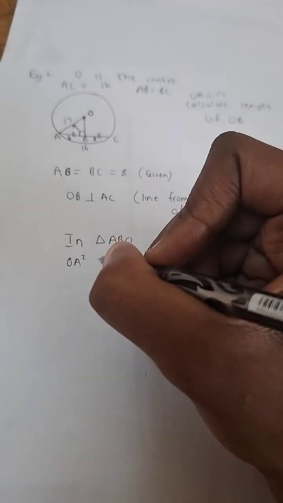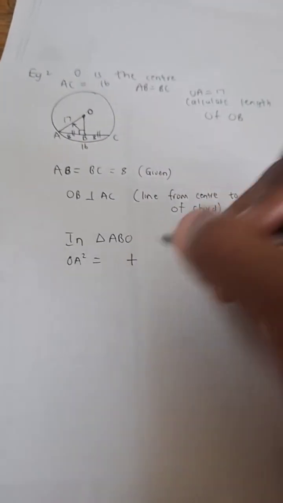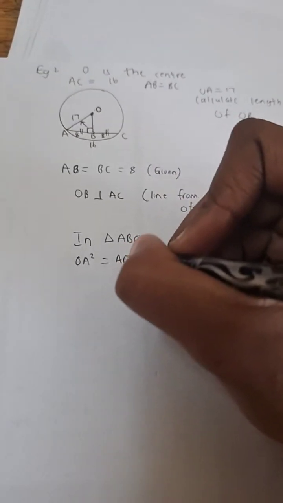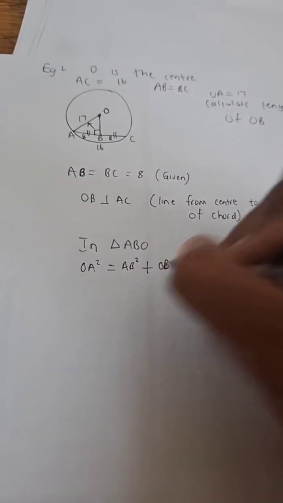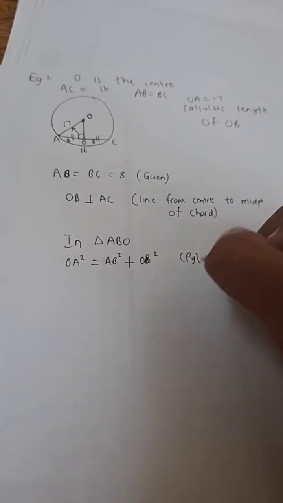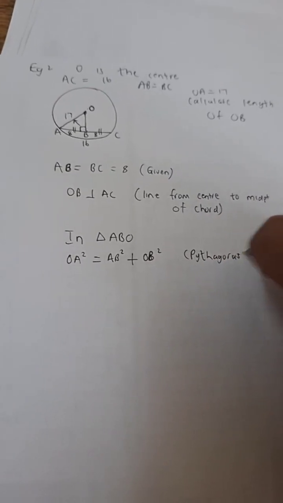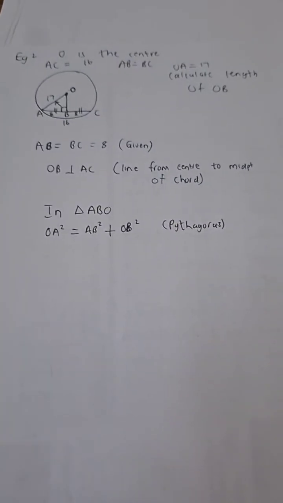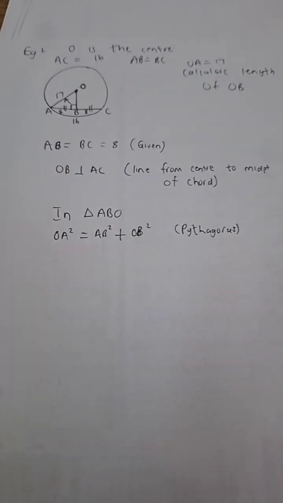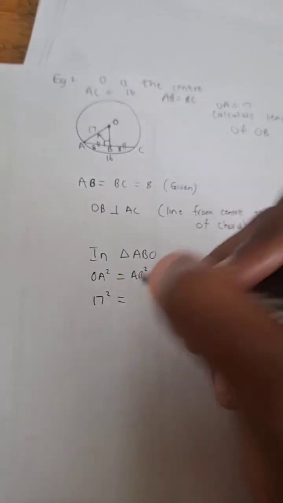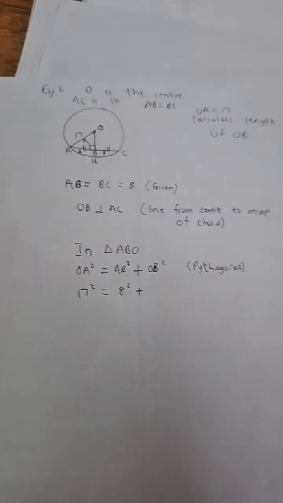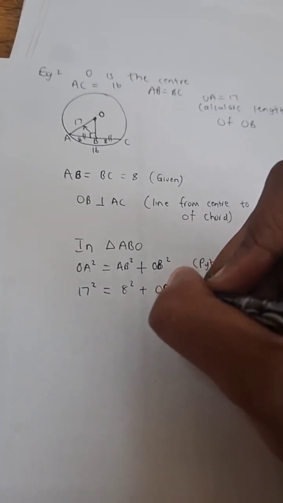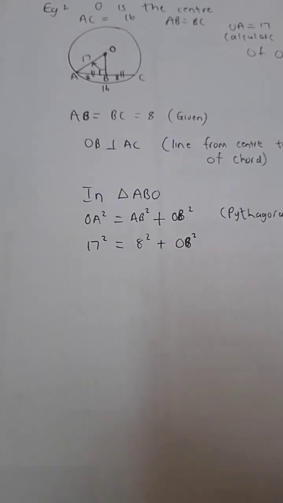So we say OA squared is equal to the sum of the square of the other two sides. The other two sides are AB and OB squared. And then we write the reason, Pythagoras. Please, guys, we need to write that reason. It's very important to write the reason, Pythagoras. Then, OA squared, 17 squared. AB squared is 8 squared. OB, that's what I want. OB is who I'm looking for.